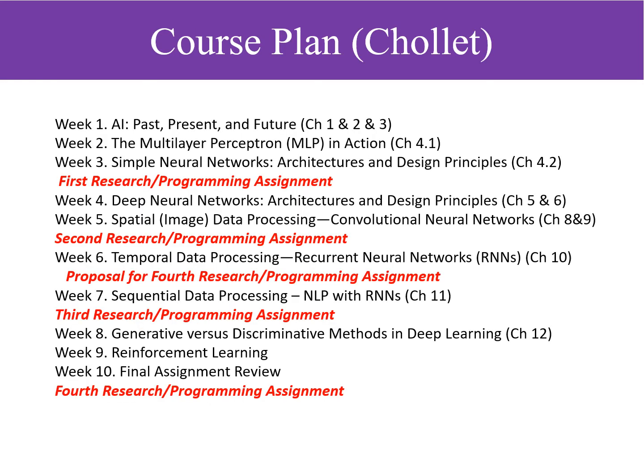The course plan is as follows, primarily using the Chollet book. In week 1, we talk about the past, present, and future of AI. Week 2 is about multi-layer perceptron in action. Week 3 is simple neural networks, architectures, and design principles. We will cover 4 chapters by then, and the first research or programming assignment comes in.